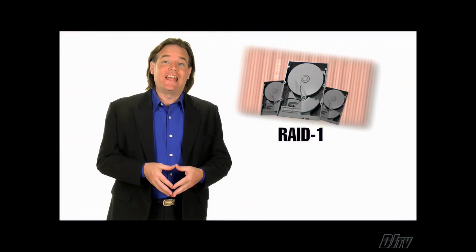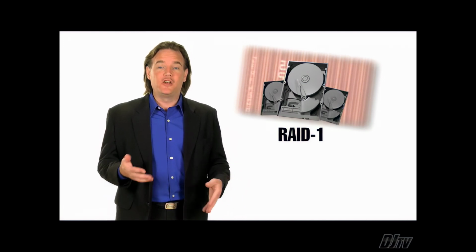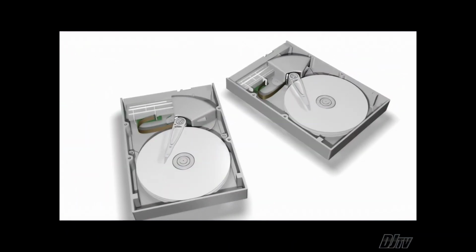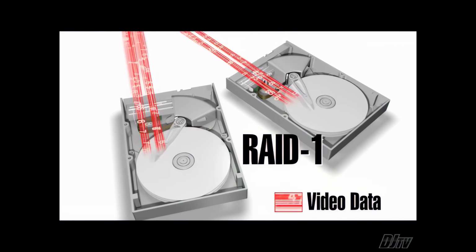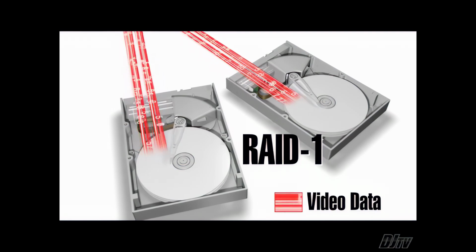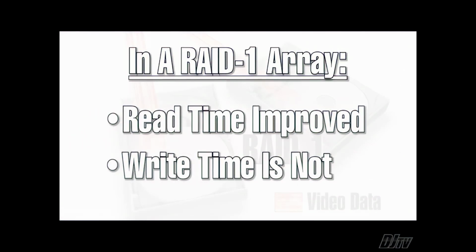Of course, a little extra security would be nice. And in a RAID 1 array, data is duplicated or mirrored to both drives. If one drive fails, you always have a redundant backup or mirror ready to go. Read performance is, incidentally, slightly improved with RAID 1, but write performance is not.